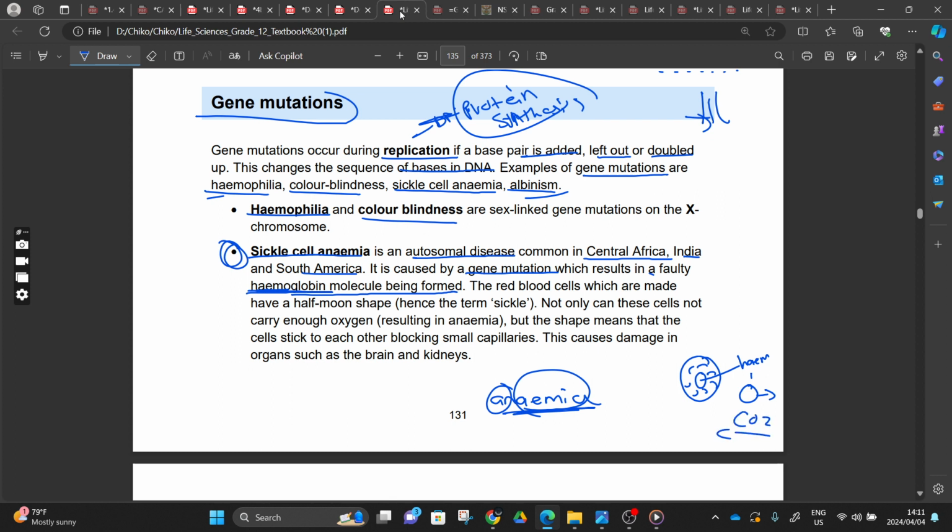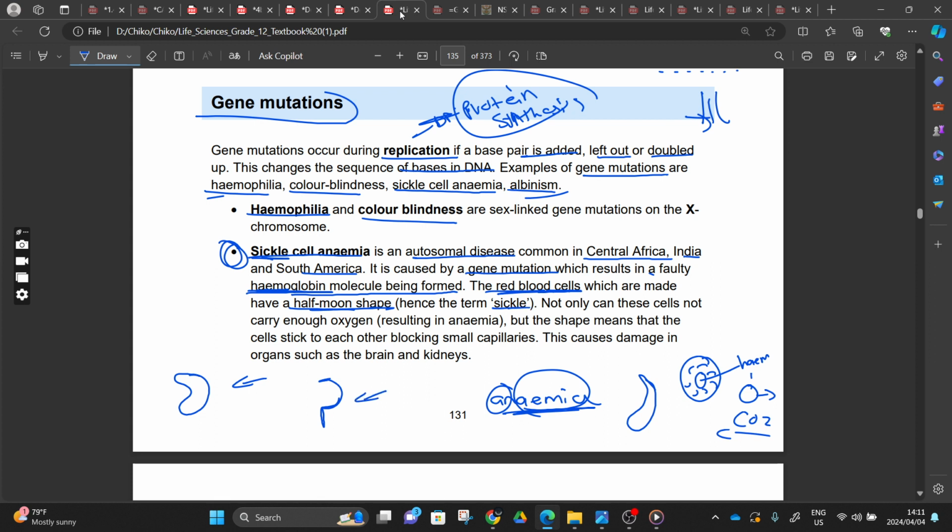You know that. So when we have this sickle cell anemia, when we have this mutation, it means that the red blood cells that are going to be produced are now going to be produced like this, from the word sickle, right? Sickle. When we use this thing to cut grasses, right? If you still remember this, you use this thing to cut grasses, right? And then the sickle is coming from this, and they produce red blood cells that are moon shaped. And then they say the red blood cells which are made have a half moon shape, something like this, hence the term sickle, right?